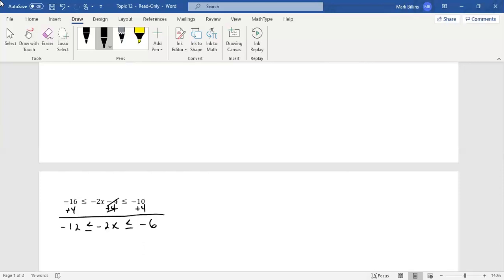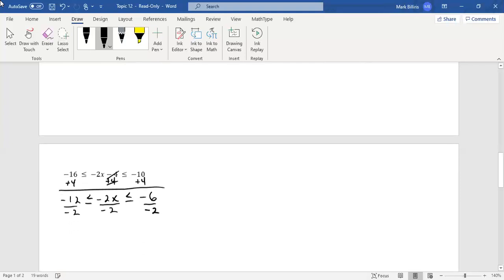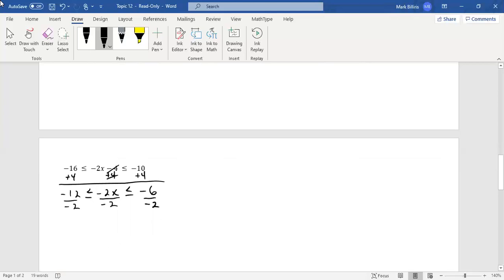So our last step is to divide by negative 2 because we're solving for 1x. Keep in mind the rule: if I divide by a negative, it flips the inequality symbol. So now they're both going to change directions. Negative 12 divided by negative 2 is positive 6. And negative 6 divided by negative 2 is positive 3. Notice they're pointing to the smaller number. 3 is smaller than 6. But we solve it the exact same way, keeping in mind again, if we multiply or divide by a negative, we change the direction of our inequality symbols.